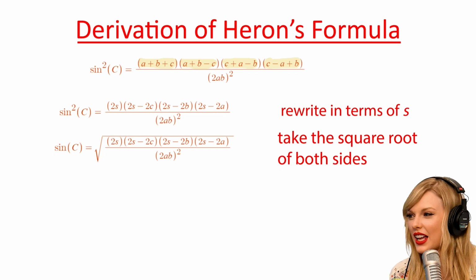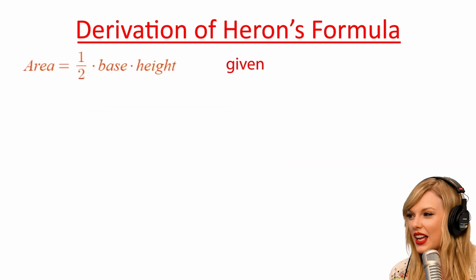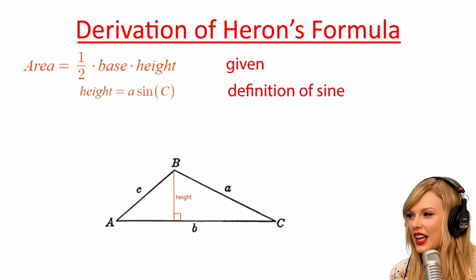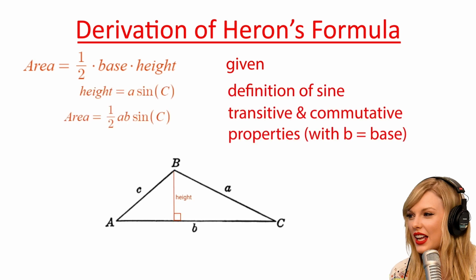It does not seem like we have an area equation yet, but hang on, we are going to need to assume one more formula. The classic height formula: area equals 1/2 base times height. Now, if we label our triangle like this, we can see that the height can be written as area equals 1/2 times a times b times the sine of C.